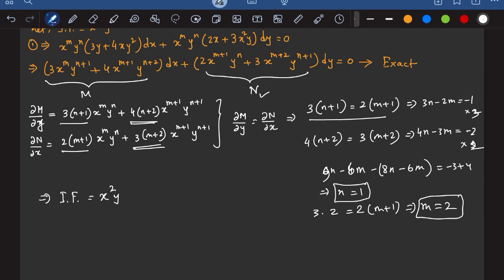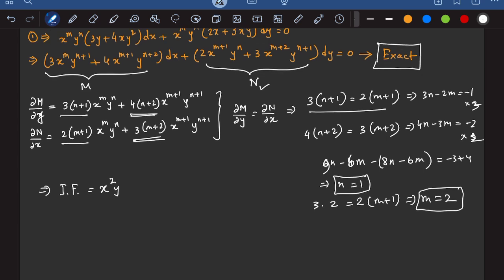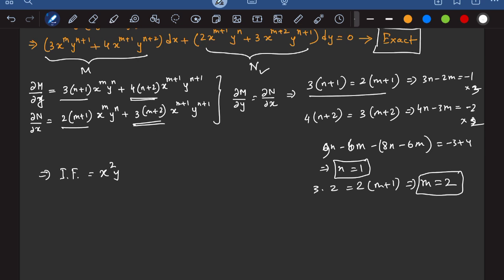Now once you have this integrating factor, this equation which you already claimed as exact, just write down that equation. So that equation is 3x square y square plus 4x power 3 y power 3, I guess this one, yes, dx plus 2x power 3 y power 1 plus 3x power 4 y power 2 dy is equal to 0.